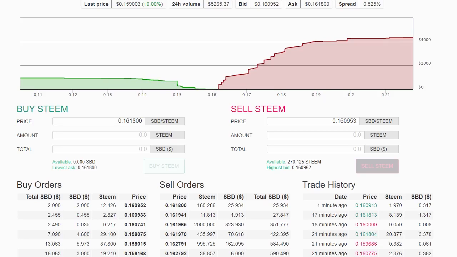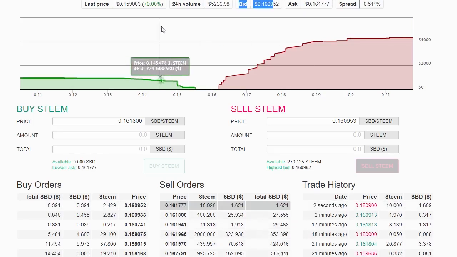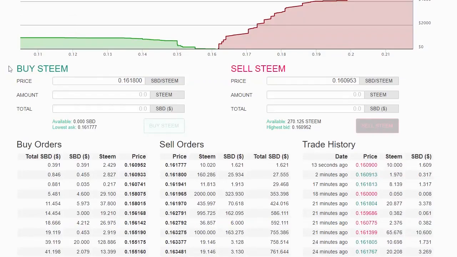Here you can see the last price. The last price of Steem was $0.159, and this shows the 24 hours trading volume. When I'm making this video, the trading volume is $5,263.66, and asking rates, bids and spread, everything is there. You can use this part to buy Steem, that means you can sell your SBD and buy Steem. And if you have Steem and you want to sell it, you have to use this part.